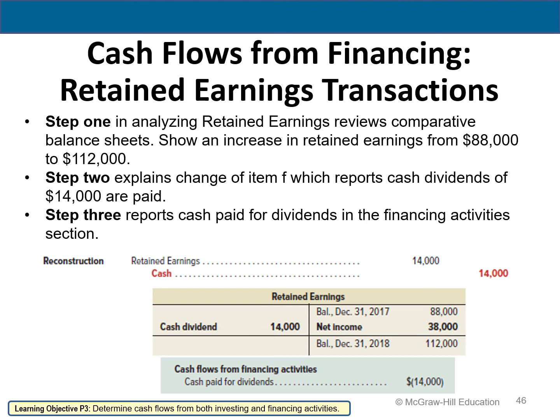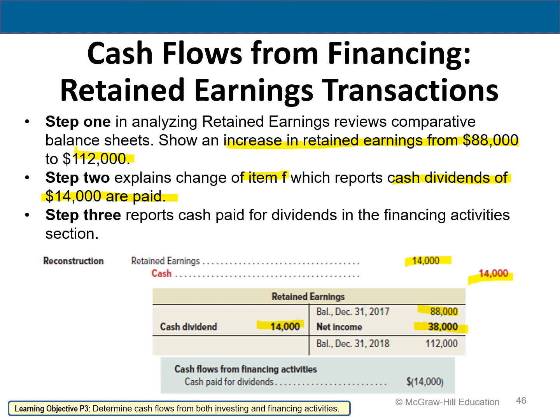All right, so still in the cash flow from financing section, but if we look at retained earnings transactions, they tell us that retained earnings increased from 88 to 112. And they tell us in item F from several slides ago that cash dividends of $14,000 are paid. So when we pay the cash dividends, we credit cash and debit retained earnings, right? So we started at 88. We had net income of 38. They told us that from our income statement. And then we paid cash dividends of 14.